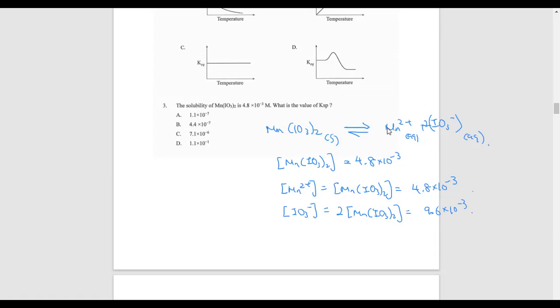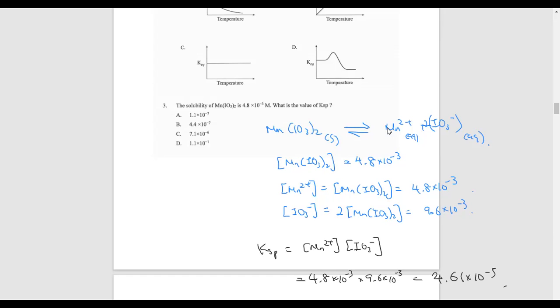So as a result of that, to calculate your Ksp, we know we need to take the concentration of the manganese ion times the concentration of the iodate ion, and then we have the numbers. And so with a little bit of calculator work, we get an answer of 4.61 times 10 to the negative 5, which is not what we want.